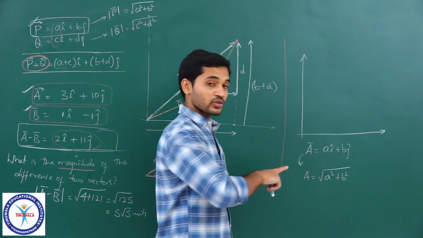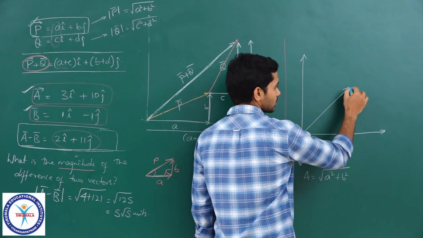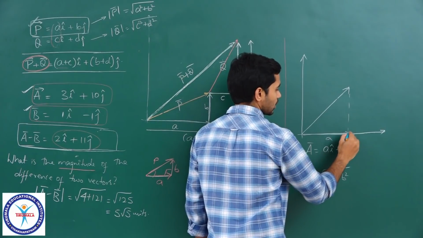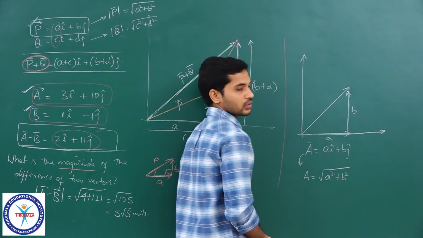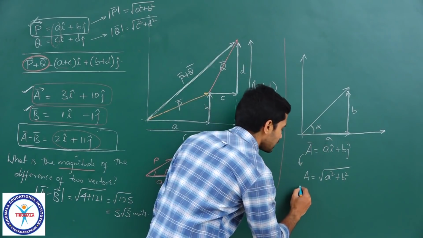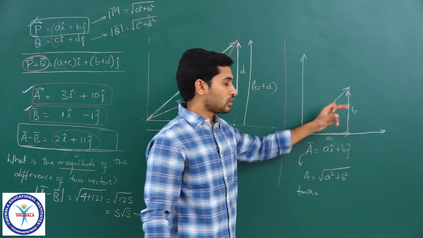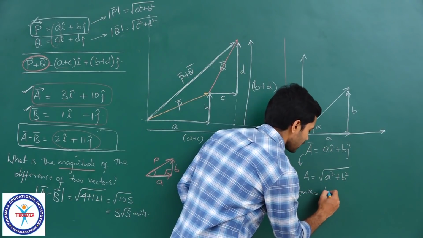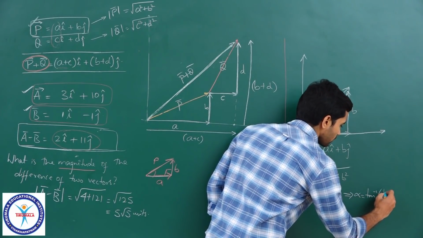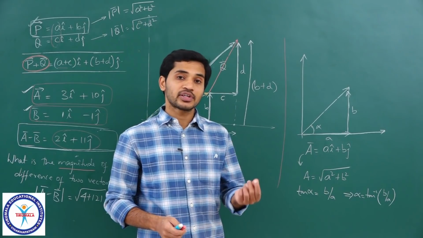If I ask you what is the direction of this vector, first try to understand it like this. This is our original vector whose component along x is a and component along y is b. You can take this angle as alpha and directly write tan alpha is equal to opposite b by adjacent a. So, b by a, which means alpha is equal to tan inverse of b by a. That is how we should understand a vector which is given to us in component form.